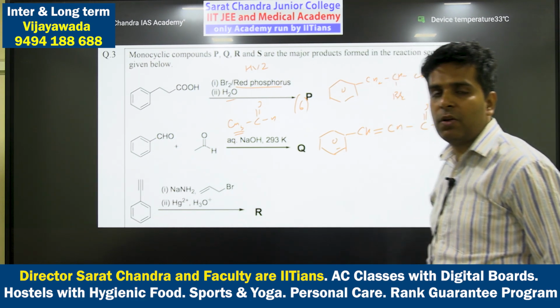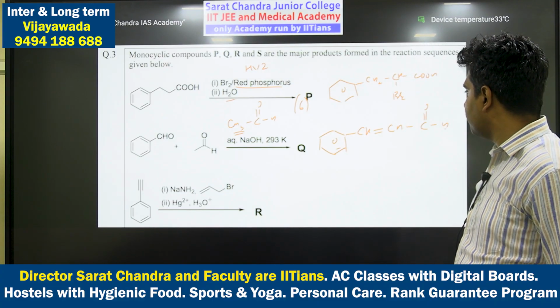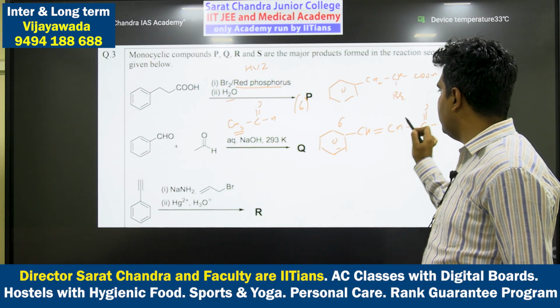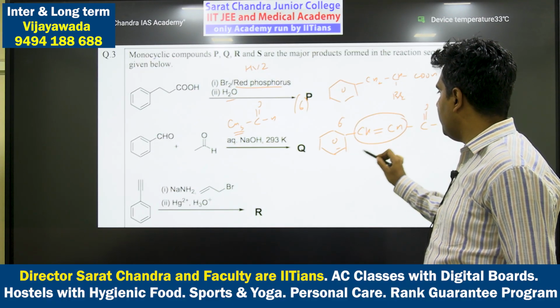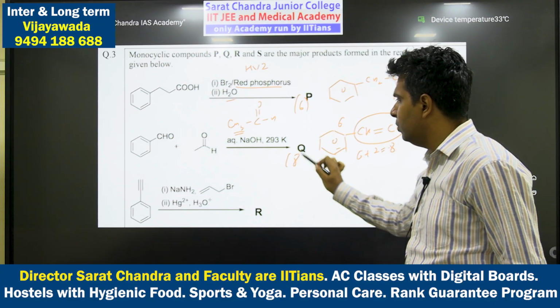So dehydration of alcohol gives alpha beta unsaturated compounds. So this is the final product. In this, 6 plus these 2, 6 plus 2, 8 unsaturated carbons are there in Q.